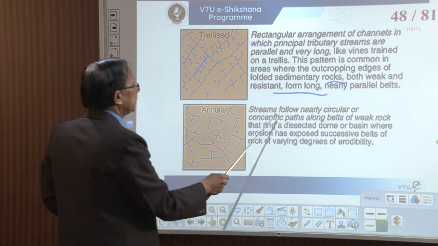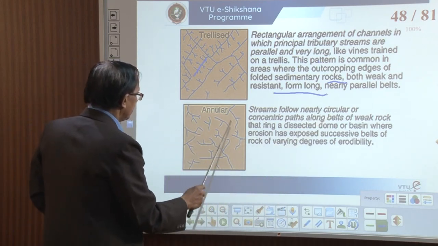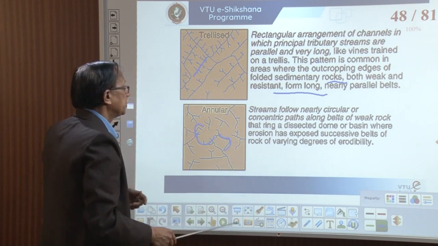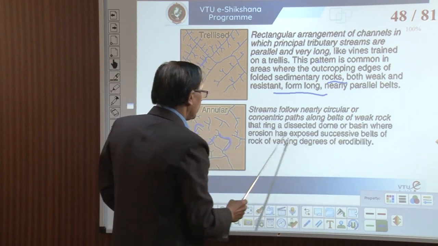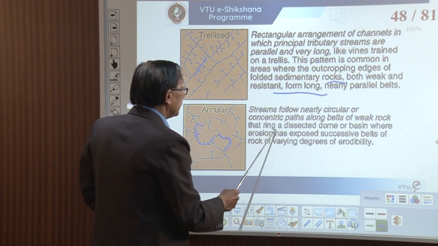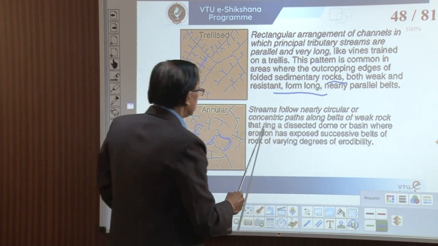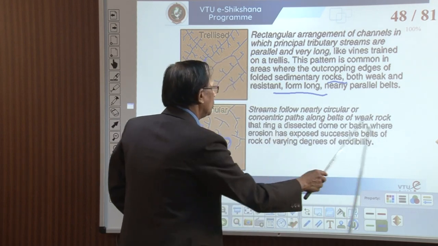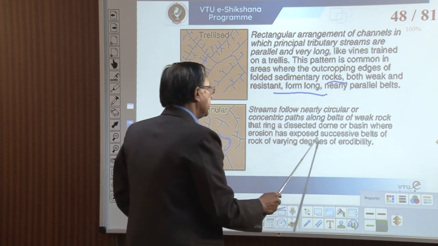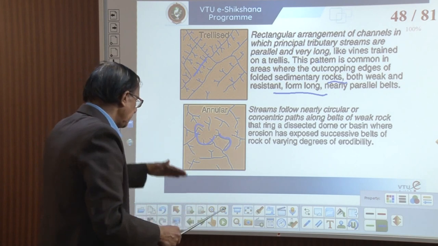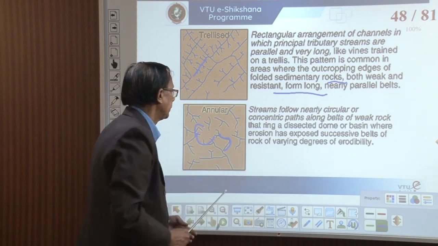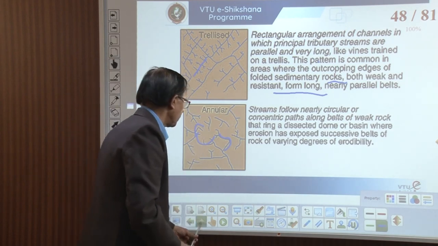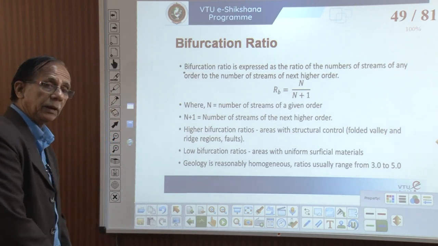This is annular. Streams follow a nearly circular, concentric path where weak rock is present, such as a dissected dome or basin, where erosion has exposed successive belts. We have different metamorphic rocks of varying degrees of erodibility and resistance, and this kind of pattern is formed. So this is drainage ordering.